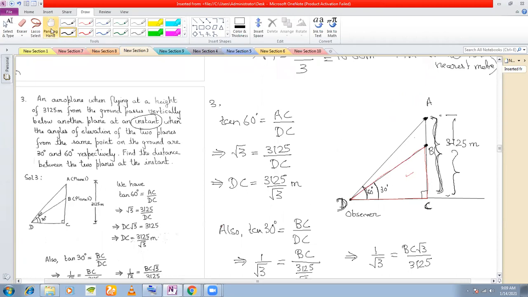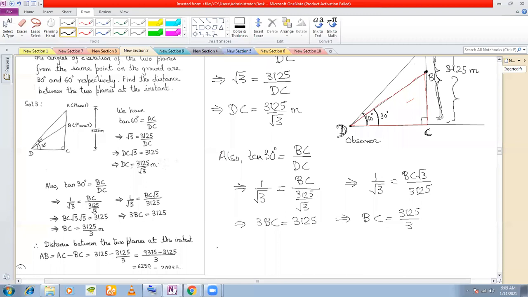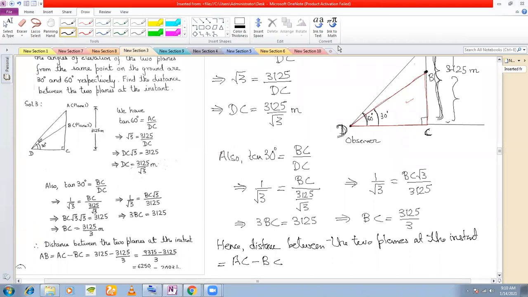So therefore this length AC will be, hence distance between the two planes at the instant, at that particular time is equal to AC minus BC, which is 3125 minus 3125 divided by 3.